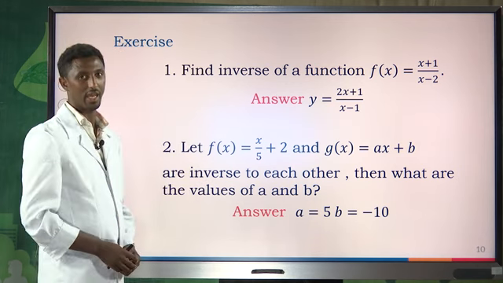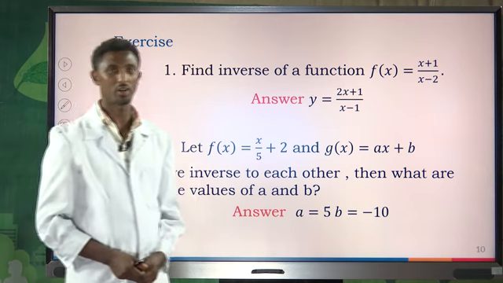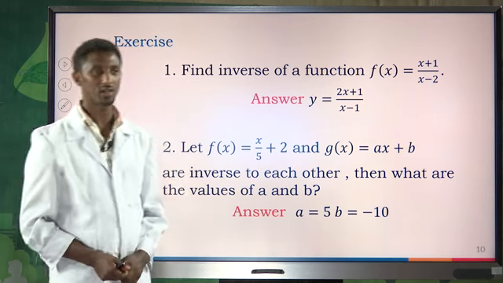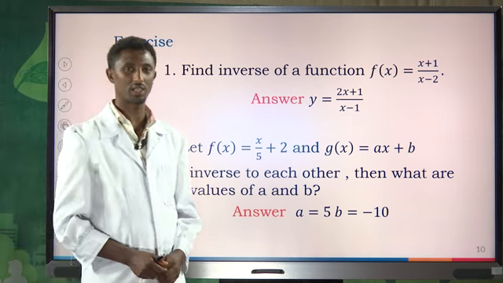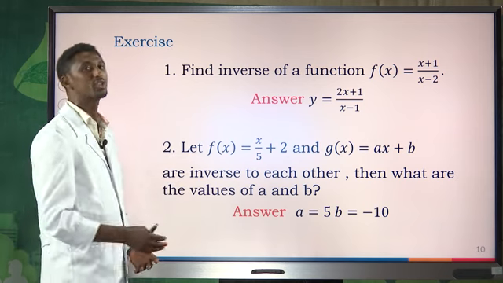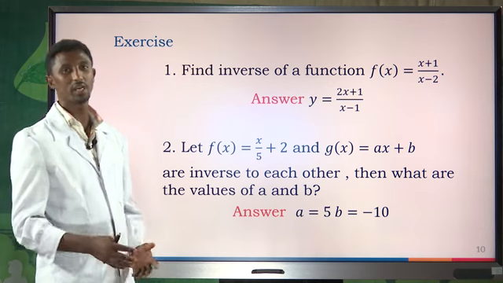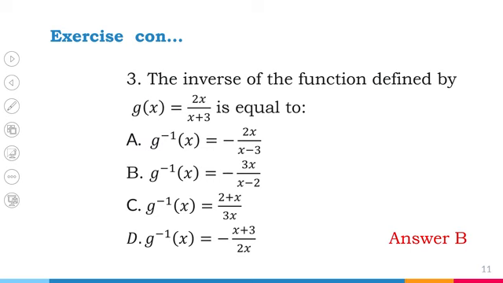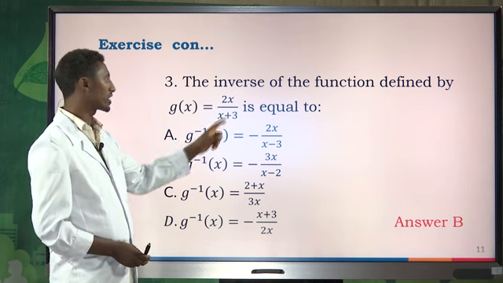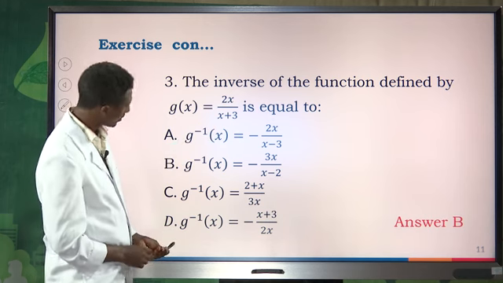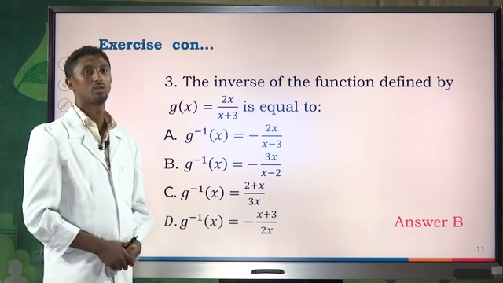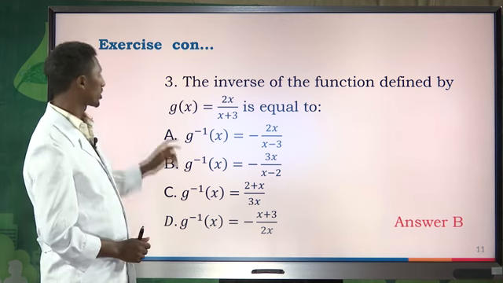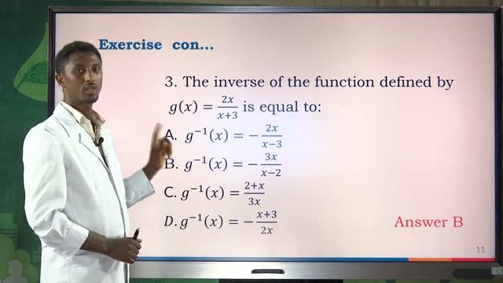Here to find a and b, apply a property of inverse functions. If two functions are inverse to each other, the composition of one with respect to the other must be the identity function which is equal to x. Then another exercise, exercise 3: the inverse of the function defined by g of x equals 2x over x plus 3 is equal to which? So find the inverse of g of x and check your answer.